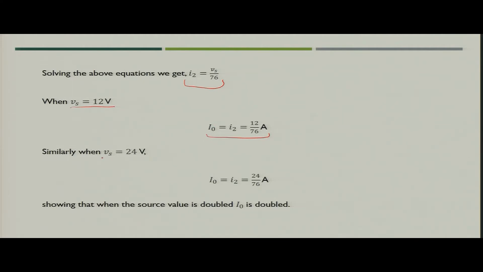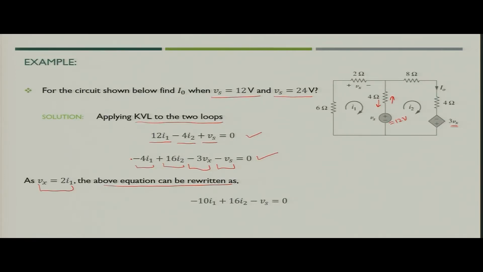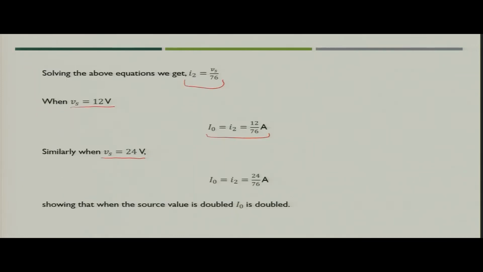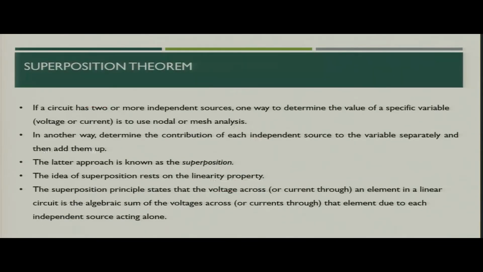Now, you need not calculate the complete circuit equation again for Vs is equal to 24, because you know that this particular circuit is a linear circuit. So, what you will do? You will simply use the homogeneity property, and you can say that I naught when Vs is 24 volt would be 24 by 76 ampere. So, it means that when the source value is doubled, the I naught value will also be doubled because of the homogeneity property.